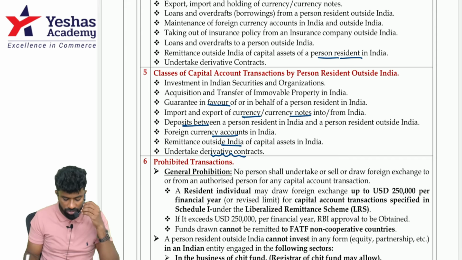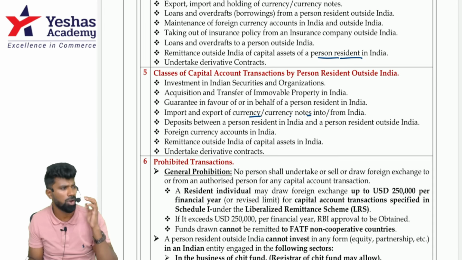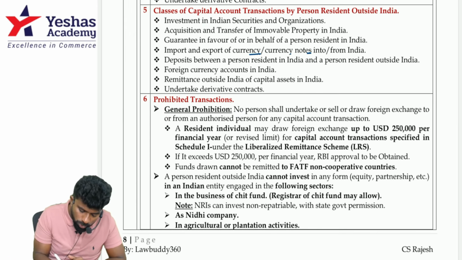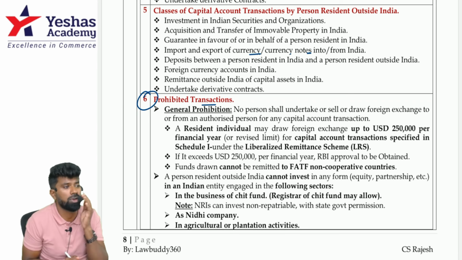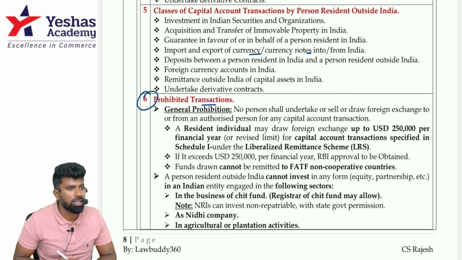Last one, to undertake a derivative contract. These are the transactions which are allowed for both residents as well as non-residents. This list is there in your material as well. Next one. This one is most important. Prohibited capital account transactions. Based on this, there can be questions in the examinations.